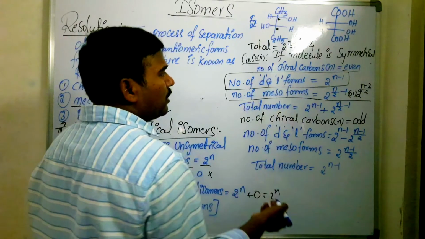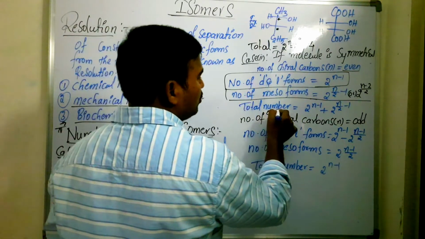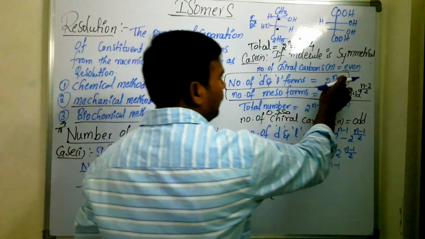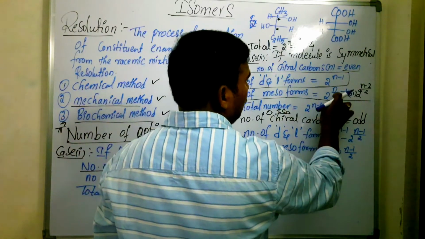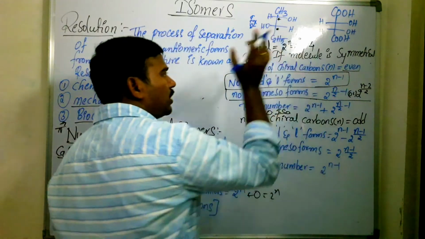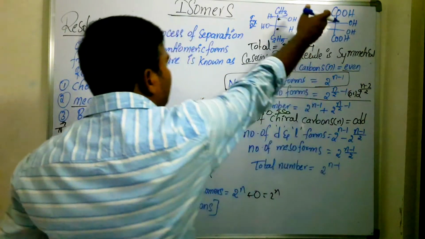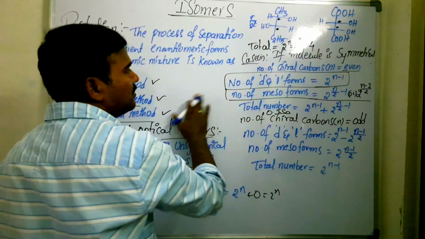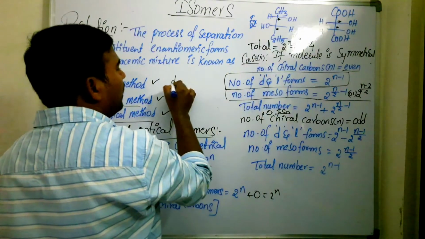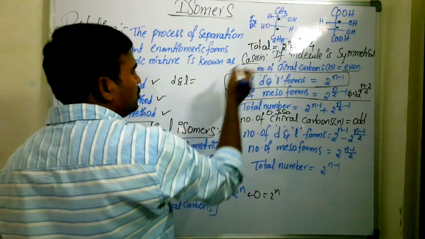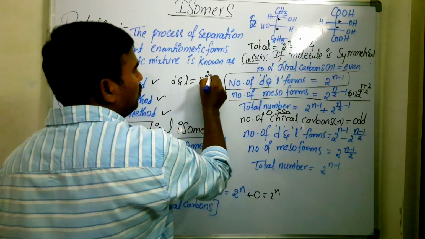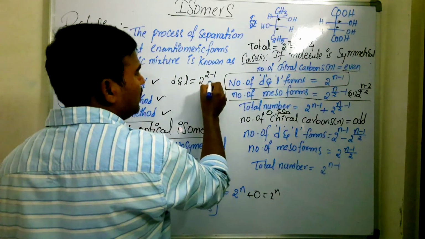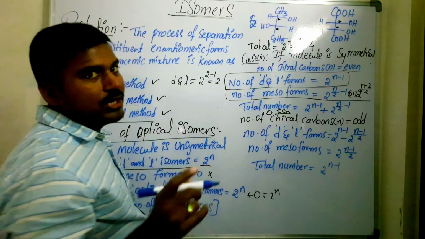Now the total number of optical isomers will be the sum of these two: 2 power n minus 1 plus 2 power n by 2 minus 1. Say for example, for this compound, how many optical isomers are there? Here 2 chiral carbons. The number of D and L forms is 2 power 2 minus 1, which is 2 power 1, that is 2. The number of D and L isomers is 2.